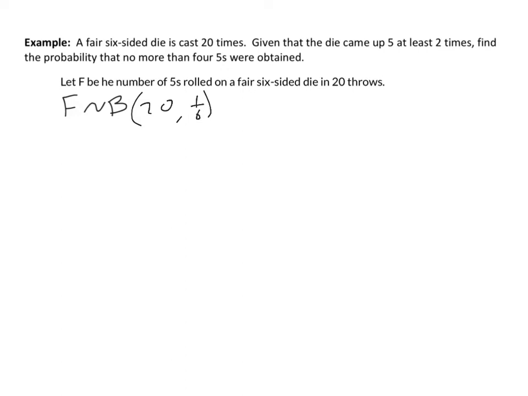Now, this is saying, given that the die came up 5 at least 2 times, find the probability that no more than 4 5s were obtained. So again, I think it's valuable for us to write down, this was step 1, this is step 2.